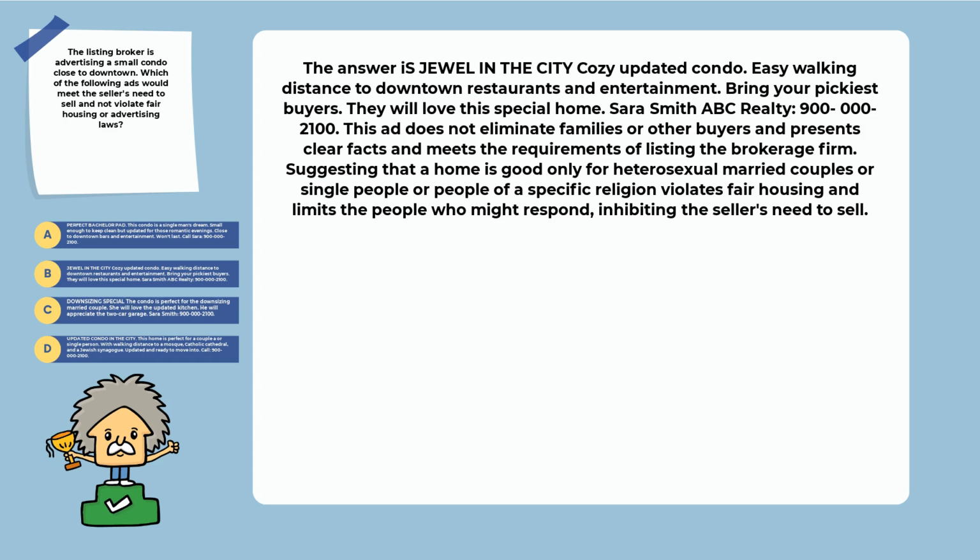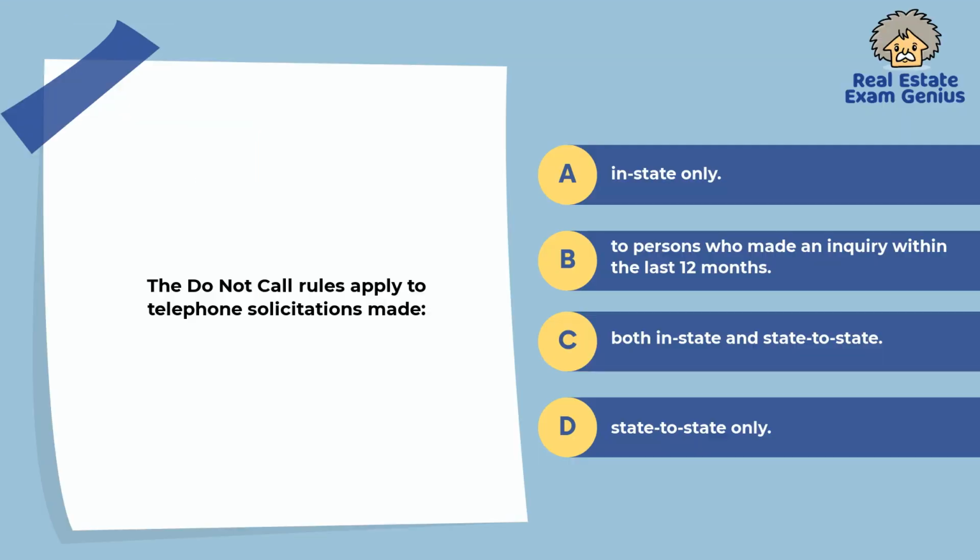900-000-2100. This ad does not eliminate families or other buyers and presents clear facts and meets the requirements of the listing brokerage firm. Suggesting that a home is good only for heterosexual married couples or single people or people of a specific religion violates fair housing and limits the people who might respond, inhibiting the seller's need to sell.